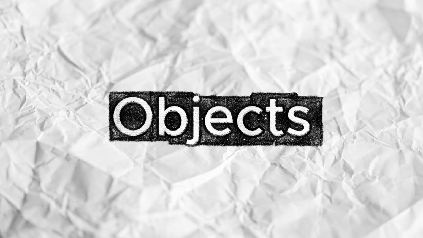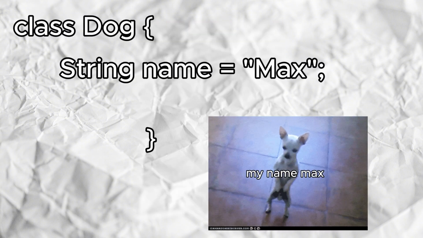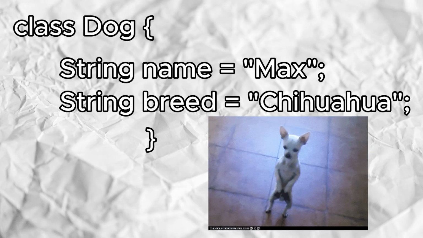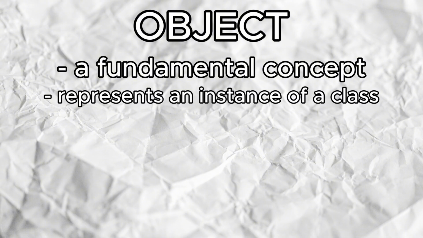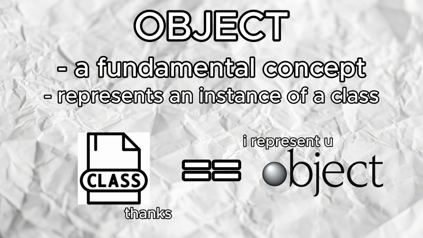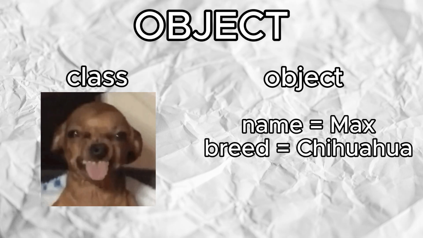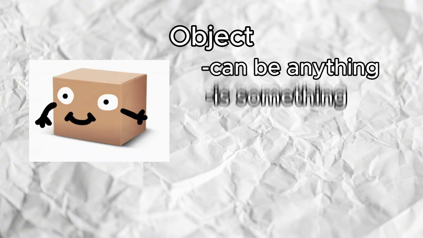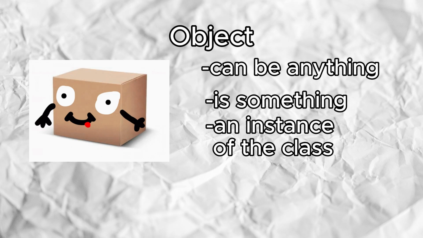Next on our list are objects. Now that we have our dog blueprint, we may now name it. I'll name my dog Max, and his breed is a Chihuahua. In object-oriented programming, an object is a fundamental concept representing an instance of a class. It defines the class's attributes. If a class is a dog, then an object would be Max the Chihuahua. In very simple terms, an object would be anything that will follow the instructions from the class.